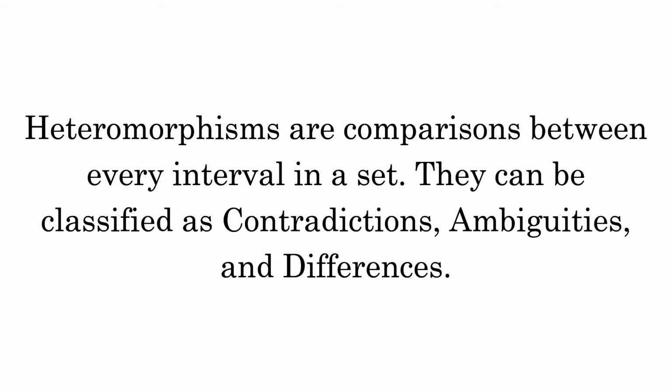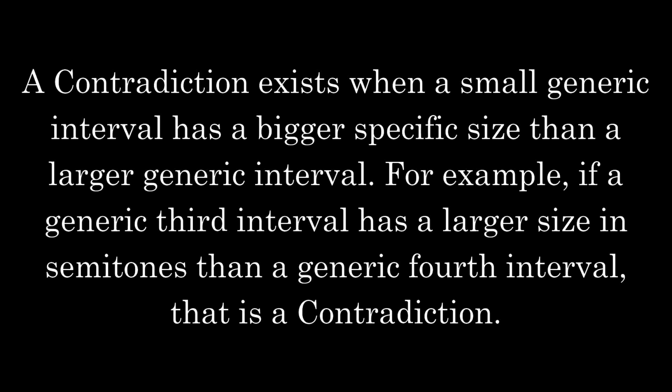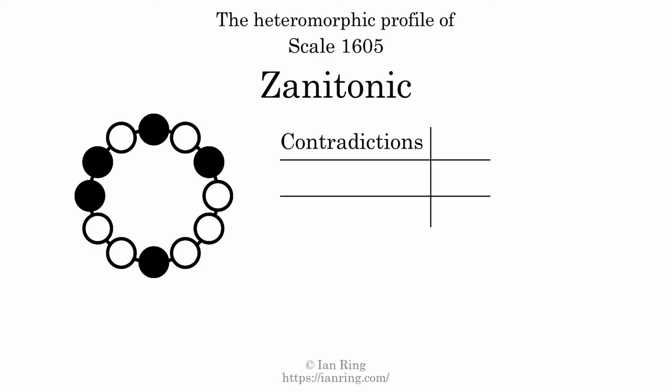They can be classified as contradictions, ambiguities, and differences. A contradiction exists when a small generic interval has a bigger specific size than a larger generic interval. For example, if a generic third interval has a larger size in semitones than a generic fourth interval, that is a contradiction. The number of contradictions in this scale is 5.